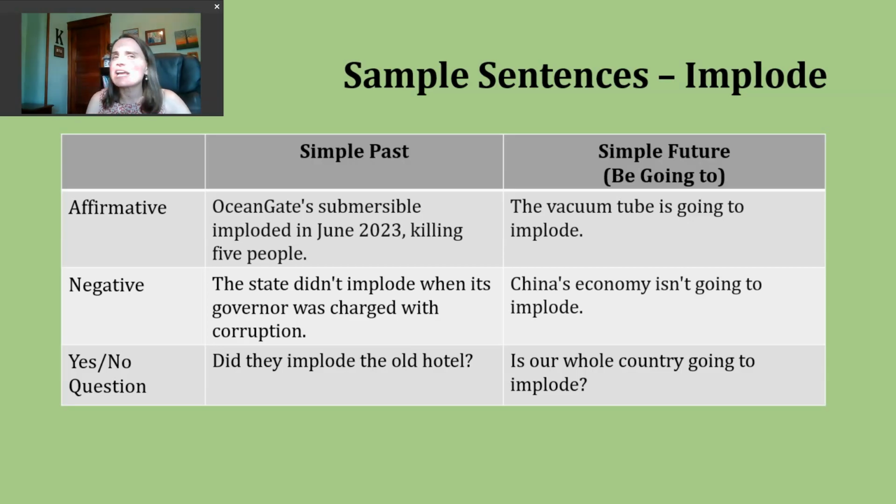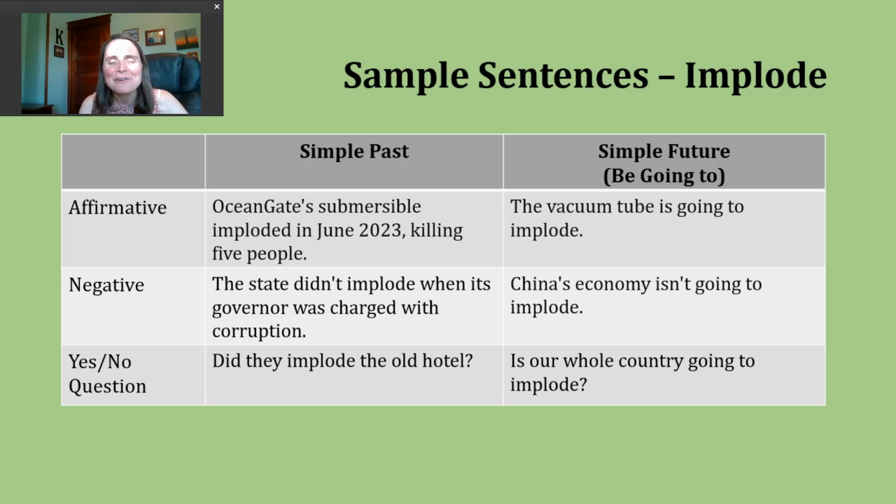Finally, if you want to make a yes or no question, you can start with our form of be, then follow it with the subject, then use going to, and then the base verb. Here's a yes or no question in the simple future that I've heard a few people ask in the United States. Is our whole country going to implode? Might go back to our fifth definition here as people are kind of wondering about the future and various institutions and really kind of the state of democracy in the United States.